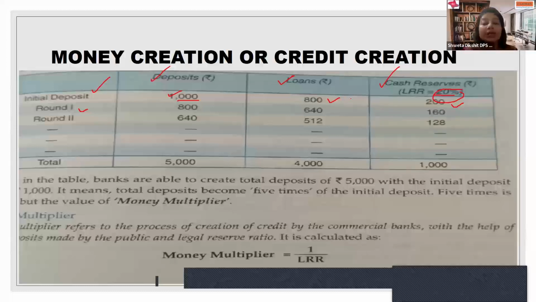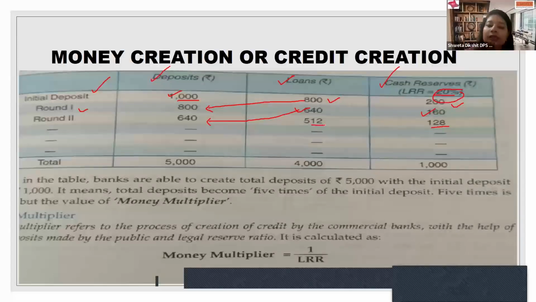As I told you, the assumption is that there is only one bank in the economy. So obviously the person who got 800 rupees will deposit it in the bank. 800 is the round one deposit. Out of 800, 160 is the LRR and 640 is further forwarded as loan. Because there is a single bank, this is again deposited in the bank. Out of this 640, 128 is reserved as LRR and 512 rupees is forwarded as loan.